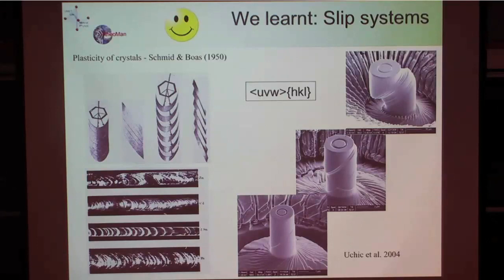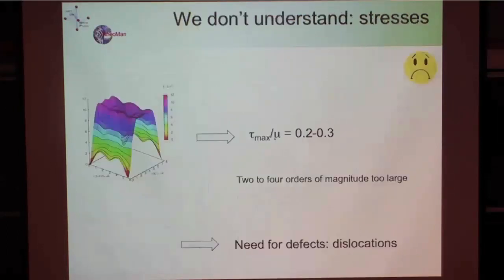systems. And this is something that I could leave to Rudy Wang for tomorrow, because basically with that, you can describe the kinematics of plastic deformation, and very important things like anisotropy and so on can be derived from this concept alone, without so far the need to have the dislocations. For the kinematics, we don't need them. But we don't understand stress.